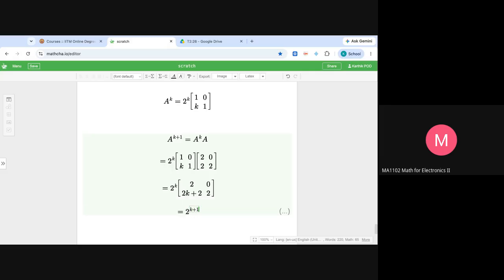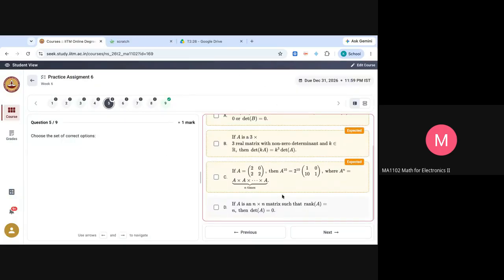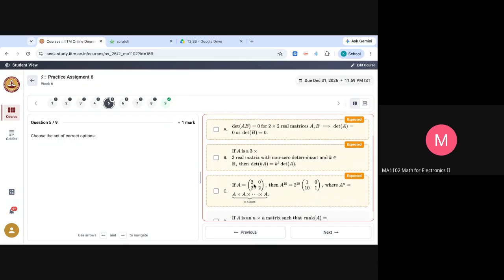So this 2 can come out. That will make this 1 0 k plus 1 2, or rather 1, and that we have shown. So this is now nothing but A power k plus 1, which should ideally be 2 power k plus 1 1 0 k plus 1 1, right? So we can use induction again. It is a good idea to check for diagonalizability, but in this case it was not useful.